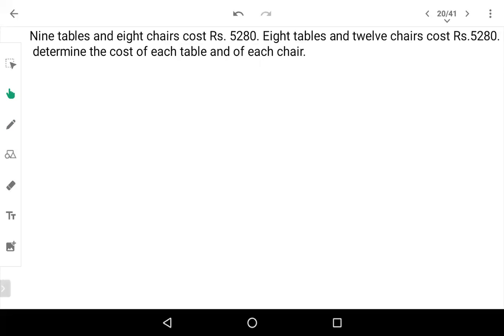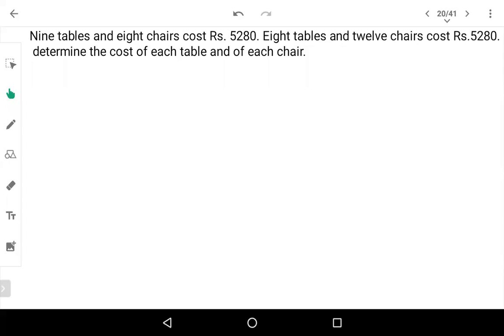So in this problem, they have given us the cost of 9 tables and 8 chairs, and 8 tables and 12 chairs. They have given us the cost of a lot or few number of tables and chairs. But we are supposed to find out the cost of each chair. I mean, what is the cost of one table and what is the cost of one chair? That is what we are supposed to find out here. Okay, so let us read the question again.